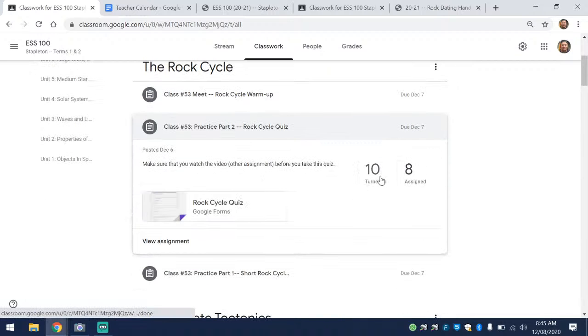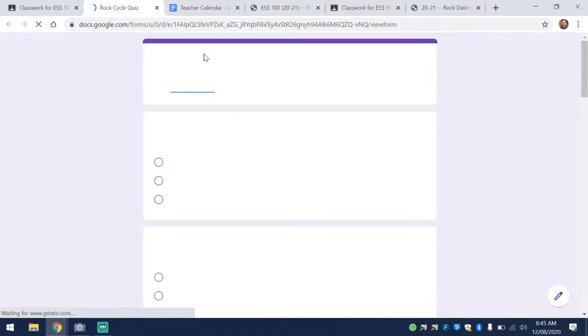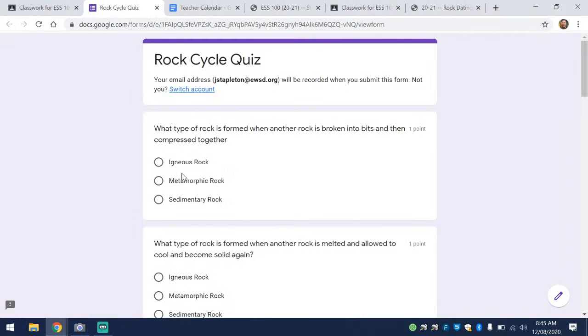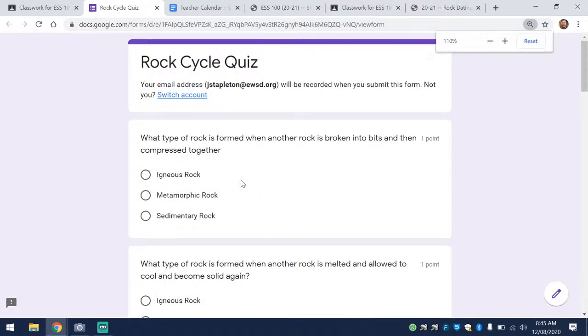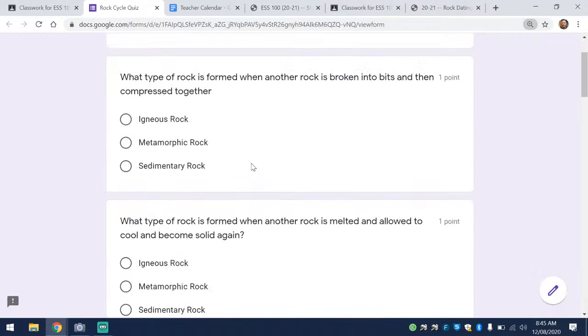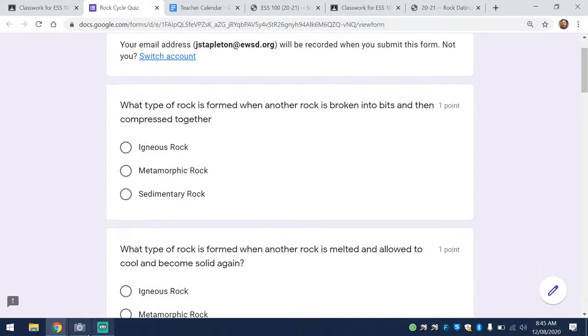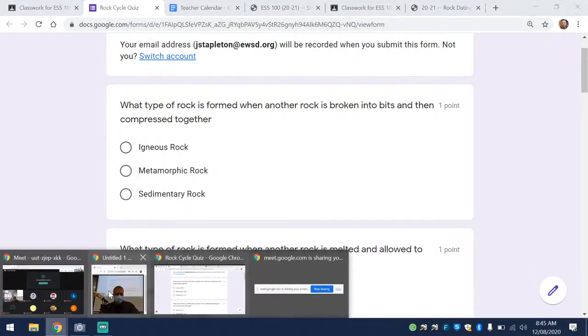Here. 10 people did it. Now, this says 8 assigned. That doesn't really mean 8 of you didn't do it. There are a couple of teachers in there, and then there's this thing called a test student, but I think about 6 of you didn't do it. So here are the answers. I suppose you've already done this, but I'm going to do it anyway.